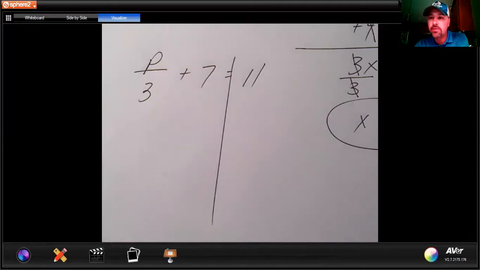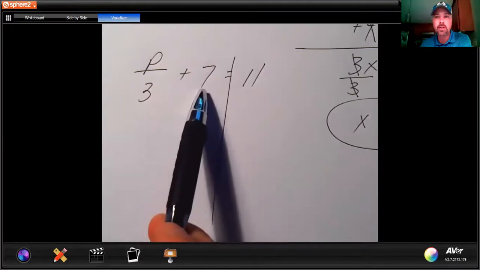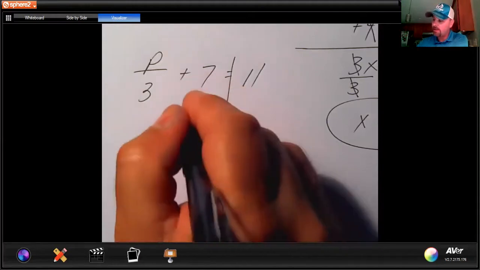It's just a matter of starting with the correct order, okay? So when we are working through a multi-step equation, we're going to start with addition or subtraction, okay? And so the first thing we're going to get rid of is this plus 7. So the opposite of plus 7 is minus 7.